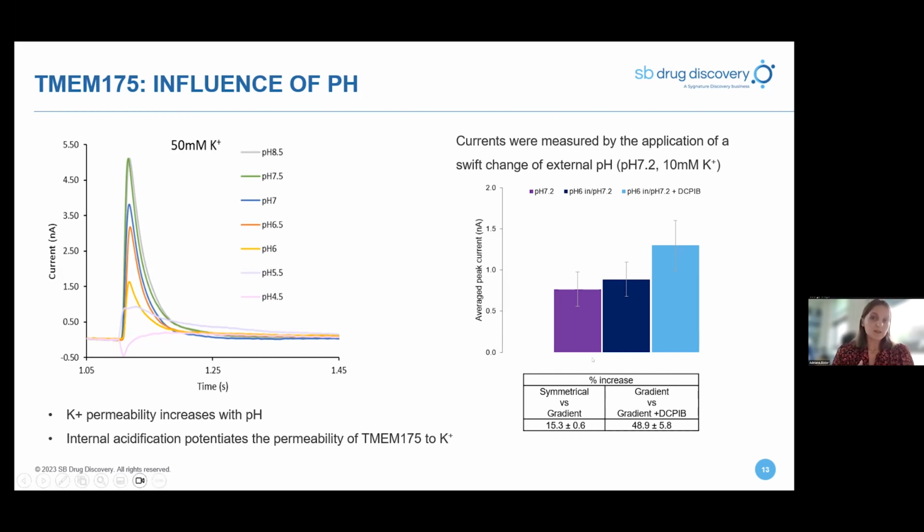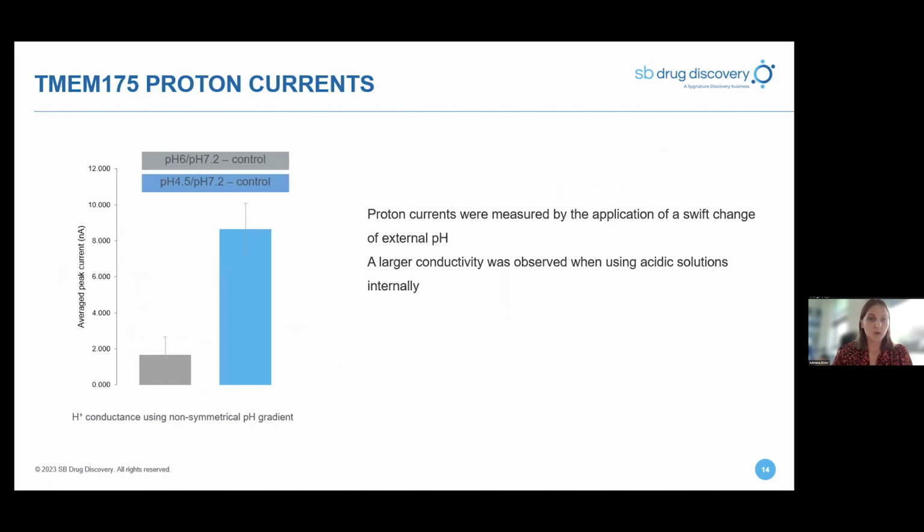Then we wanted to take this even further and see if we can potentially potentiate it with DCPIB. So what we did, we repeated the same experiment, but now with the addition of DCPIB with the EC value obtained with CRC. So hopefully you can see that the gradient measurement without DCPIB is potentiated by DCPIB, and the percentage increase was roughly about 50%, again, quite consistent across different sensors measured on different days as well.